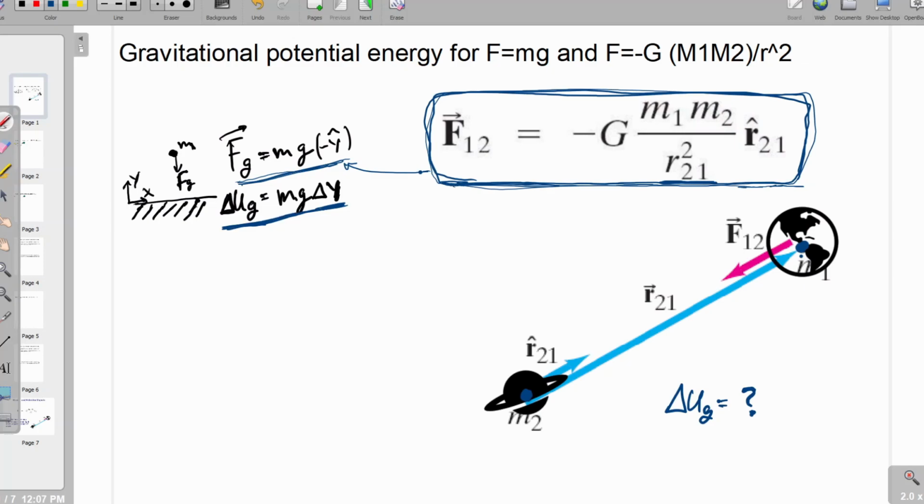The difference in gravitational potential energy for an object of mass m, a small distance along the y-axis above the ground, is given by m times g times that change in y, right? That would give you the difference in gravitational potential energy between those two points. Of course, this would be independent of x because gravity acts only in y. And now let's talk about this version here, the gravitational potential energy for the more general case of Newton's law of universal gravitation.